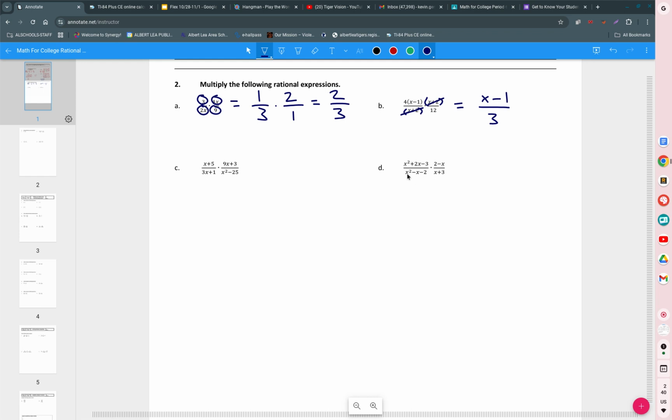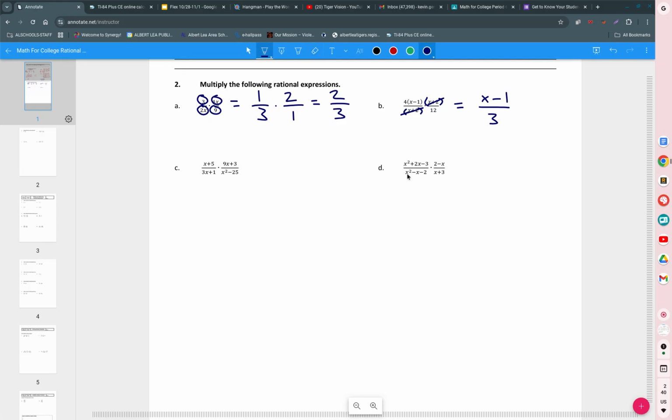For letter C, can I just cancel off the 3's and the x's right away? Maybe a 5 as well? That's kind of cute. I'll cancel out one of the x's as well. I get x on the bottom. What do you think? Can I do that? What do I have to do first? You have to simplify, so like take out the greatest common factor.